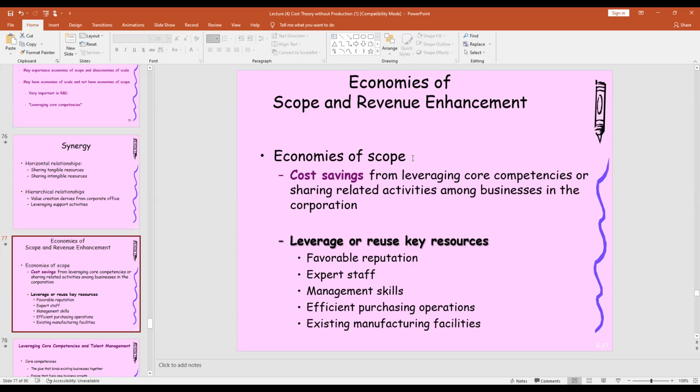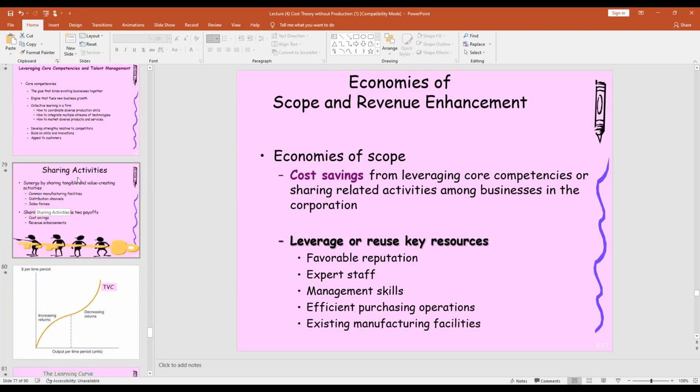For example, a favorable reputation can be used for your product. RPCO has now started its own ice cream product. When I visited RPCO, I saw they have branded ice cream, milk powders, and different things. At the same time, expert staff can be used in both aspects. For example, a marketing expert can be used for marketing one product, or another, different product. Efficient purchase operations can be utilized. Existing manufacturing facilities can be utilized to create different products.